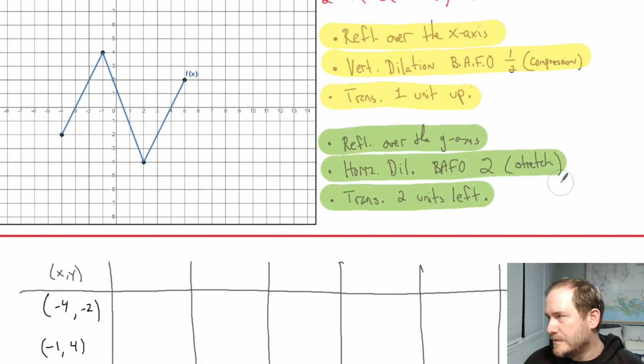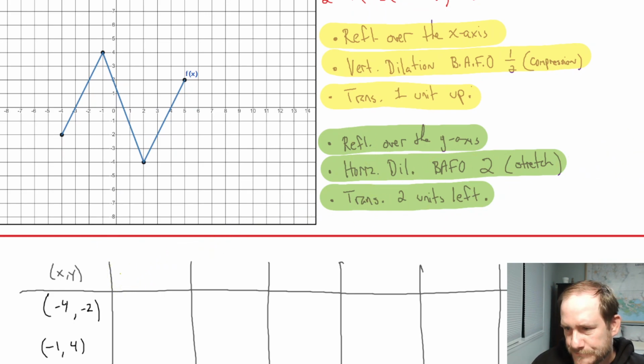So yellow. Let's make a dark yellow that's actually usable. It's kind of a weird dark yellow, but let's see how that even writes. All right, so what are we doing first? Reflecting over the x-axis.